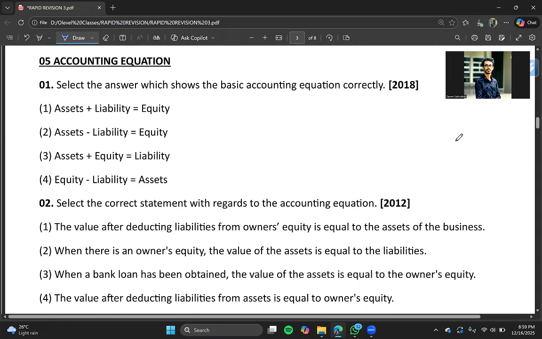Now, when it comes to the accounting equation, select the answer which shows the basic accounting equation correctly. The basic accounting equation is assets minus liabilities is equal to equity. That is correct. Equity is equal to assets minus liabilities.